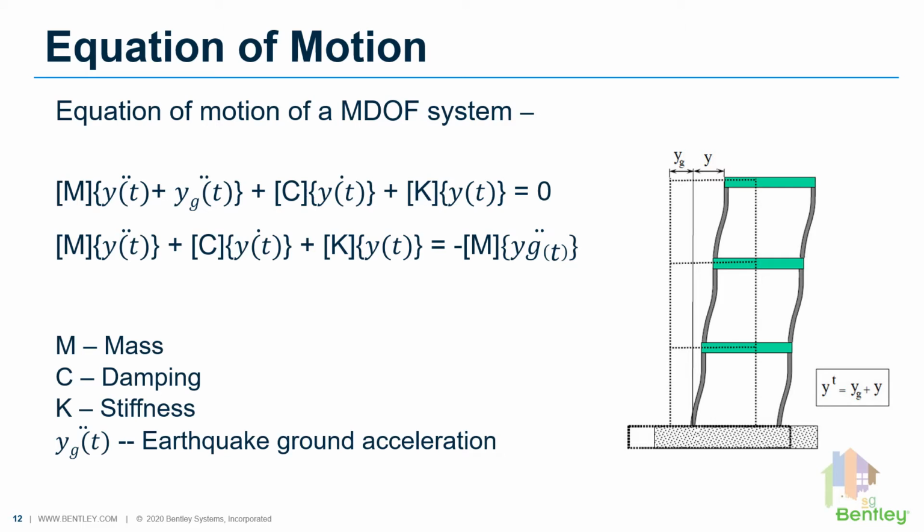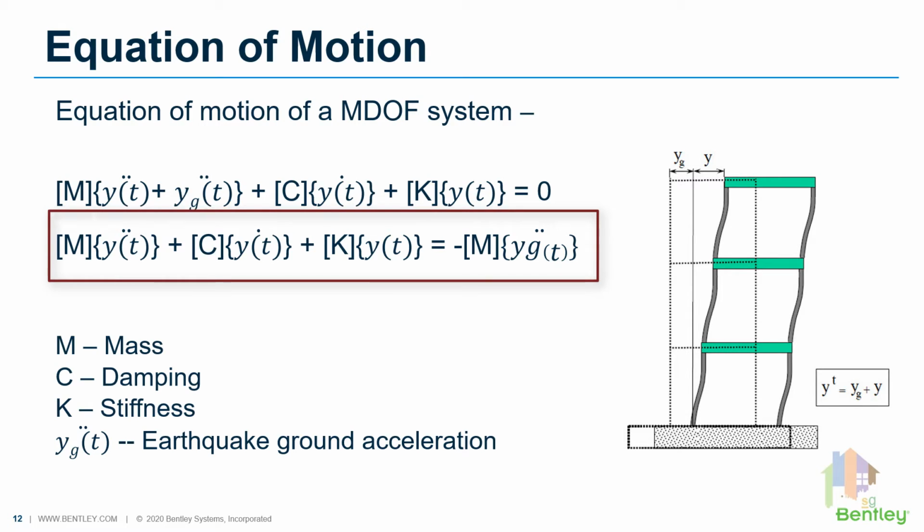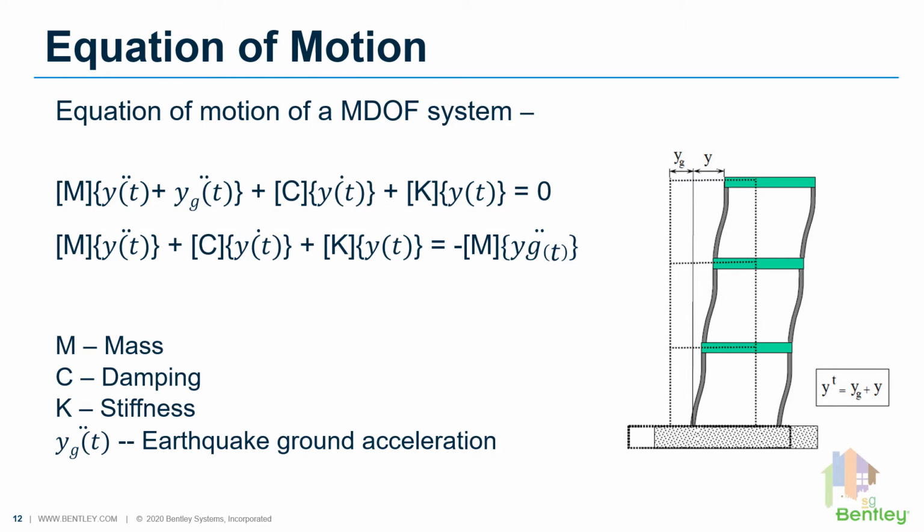Now, if you look at the basic equation of any multi-degree-of-freedom system subjected to lateral ground motion, it looks something like this. Here, M is the mass matrix, C is the damping coefficient matrix, and K is the stiffness matrix. The YG component represents the ground acceleration due to the earthquake. For any dynamic analysis, the basic equation is followed. So the force that is generated due to ground acceleration depends on three things: the mass of the structure, the damping value, and also the stiffness of the structure.